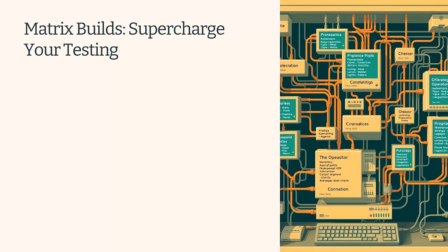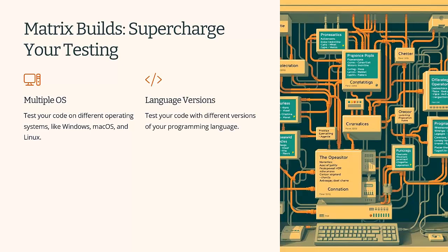Let's start with the basics. What is a matrix build? Imagine you are testing a Python project and you need to ensure it works on multiple Python versions like 3.7, 3.8 and 3.9, and across different operating systems like Ubuntu, macOS or Windows. Instead of writing separate workflows for each combination, you can use a matrix strategy to automate everything in one go. GitHub Actions runs each combination as a separate job in parallel. So let me show you how to do it.